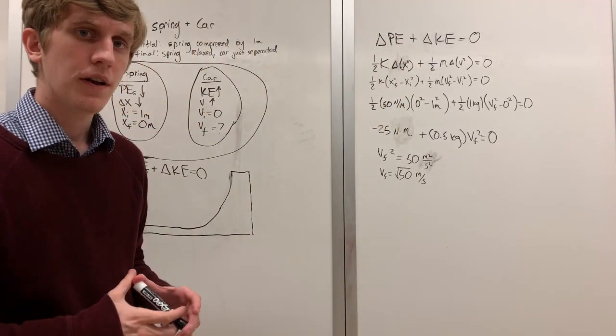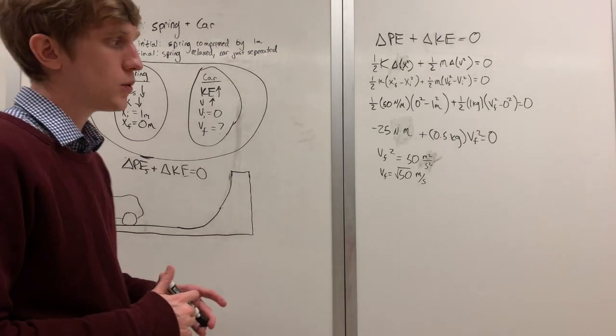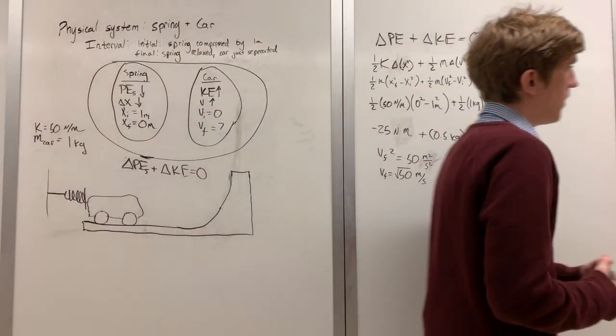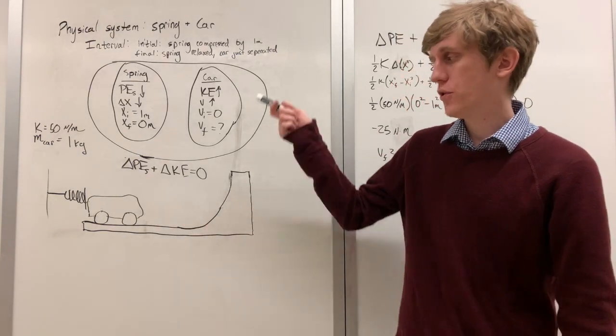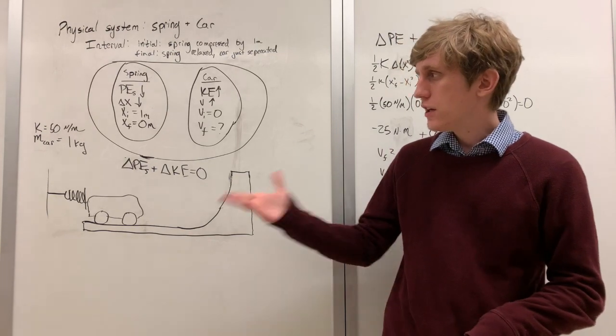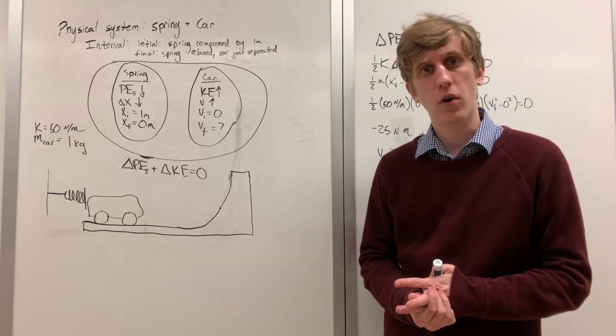And there's our answer. The final speed of the car, after it's released by the spring, is the square root of 50 meters per second. Now we're interested in figuring out how high the car goes when it leaves the ramp. Something interesting to notice: the interval that we just analyzed is included in our new interval.